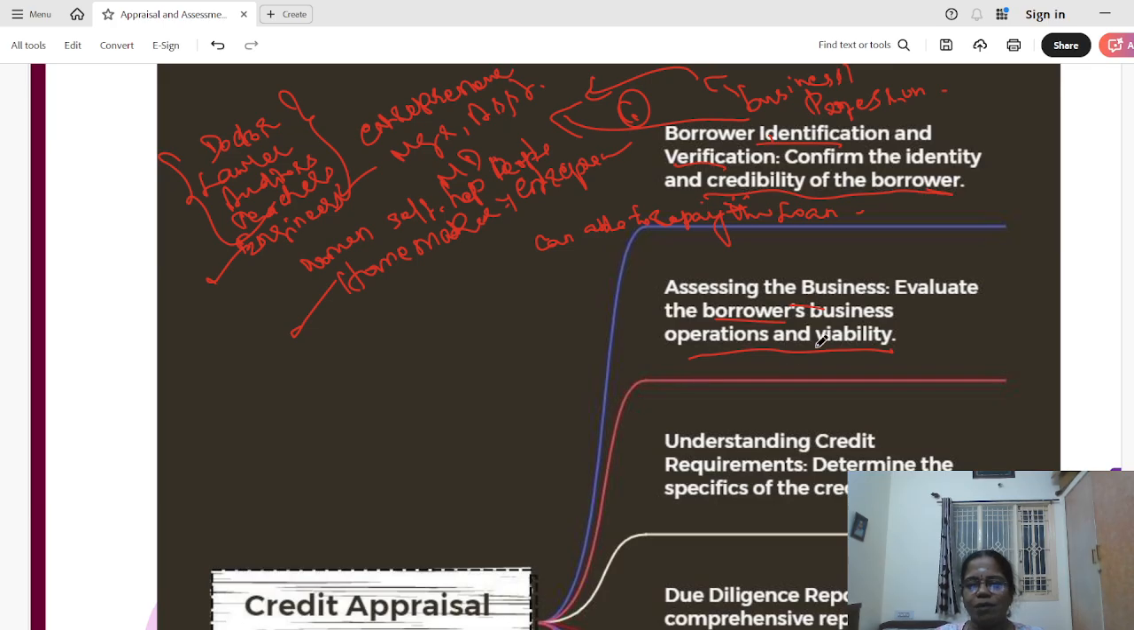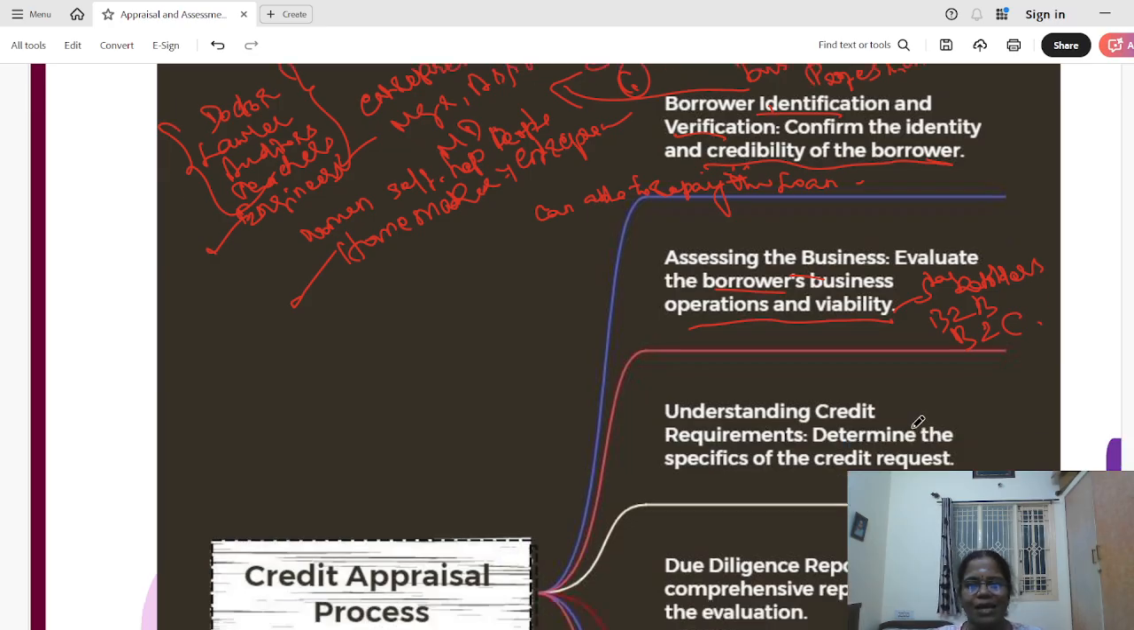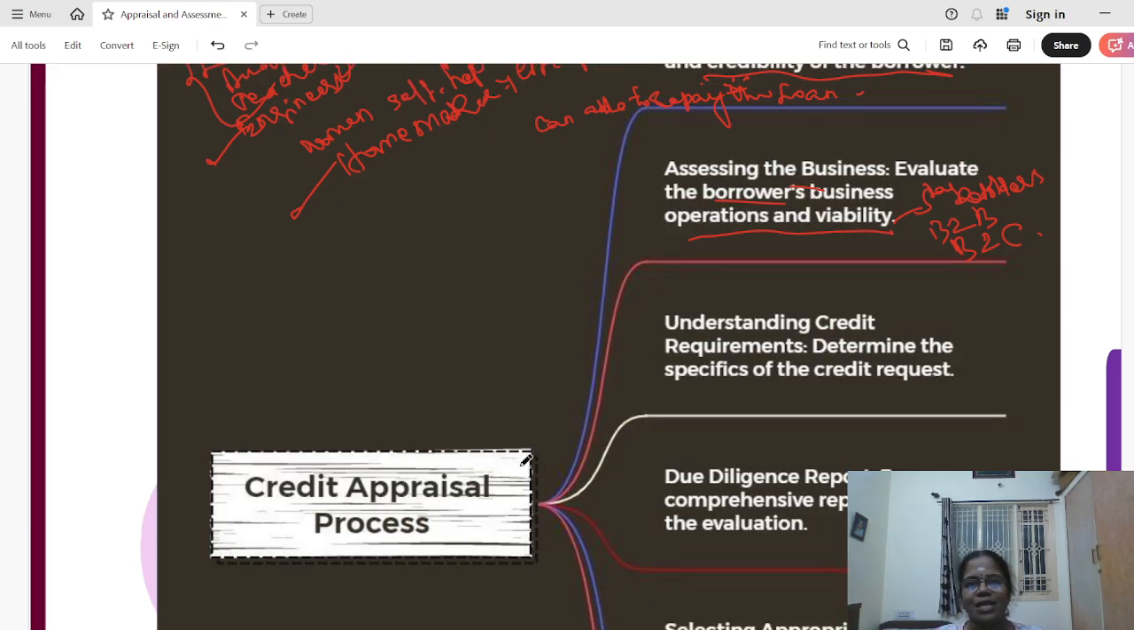Business operations and viability can be proven through the various stakeholders of a business. Whether it is a B2B business, business to business, or business to corporate, bankers should verify this before sanctioning loans to a particular customer. Then, understanding the credit requirements: determine the specifics of the credit request.